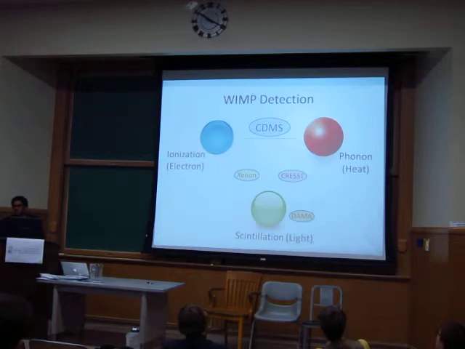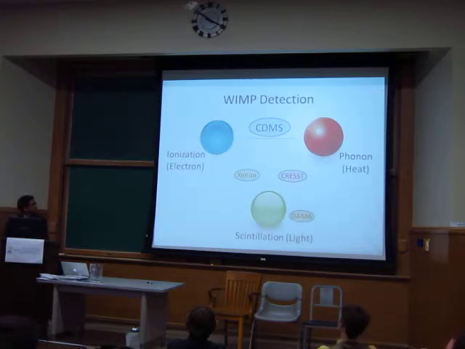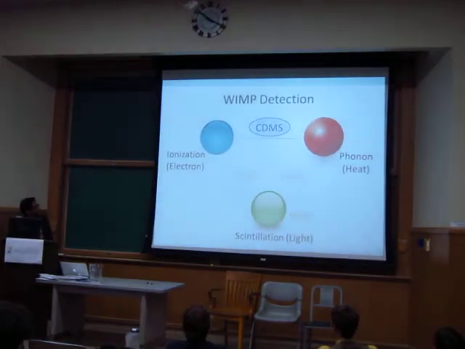So about WIMP detection in general, there are three things that we can look for in a WIMP interaction. The three being ionization, which is just electrons; phonons, which I guess you could think of as heat packets; and scintillation, which is light, which is what xenon looks for. I've put a couple of these experiments here and where they fall on what they look for. CDMS, the Cryogenic Dark Matter Search, which is what I work on, falls in the range of ionization and phonon. So we look for these two things from our detectors.